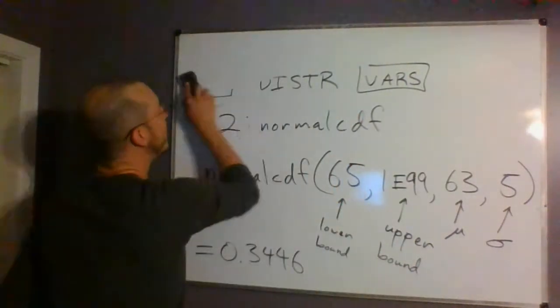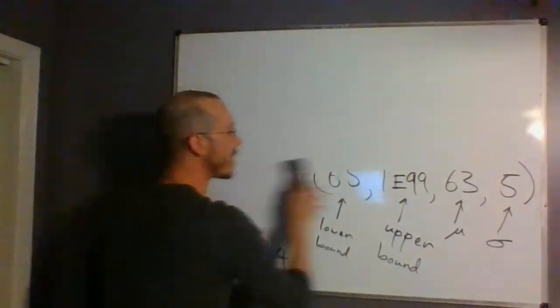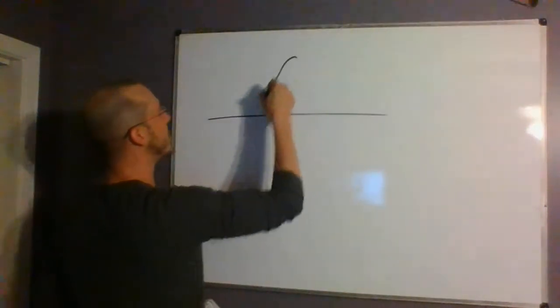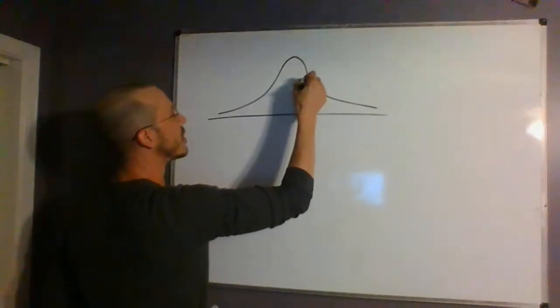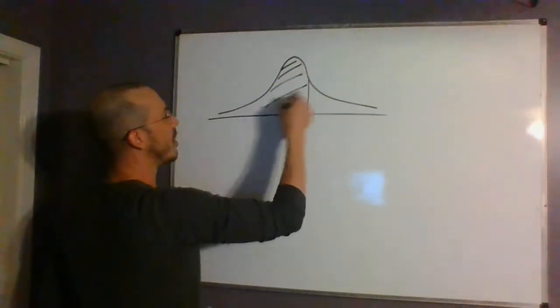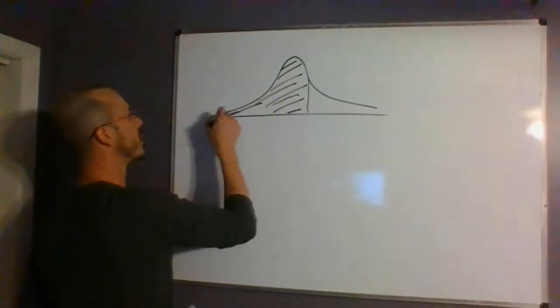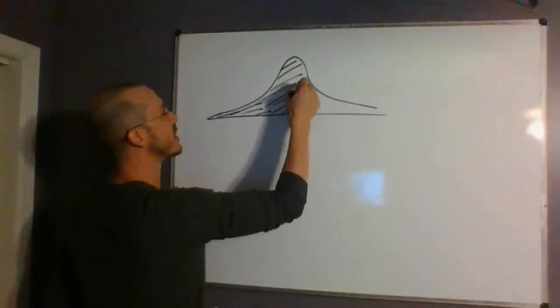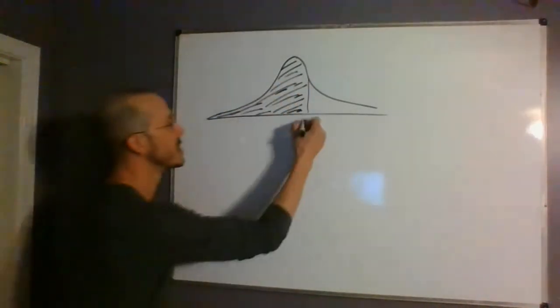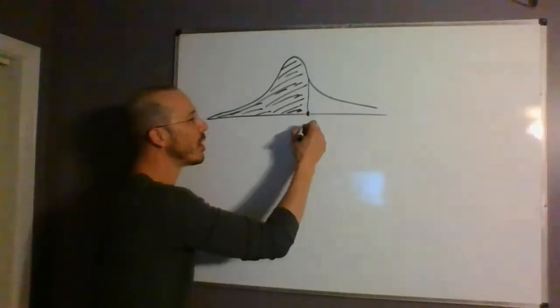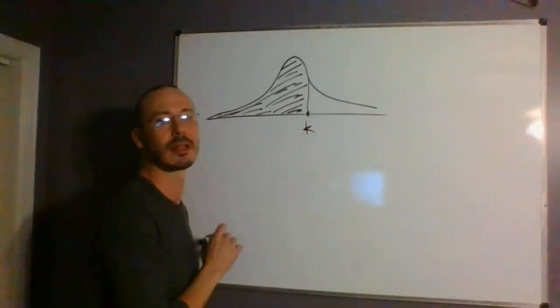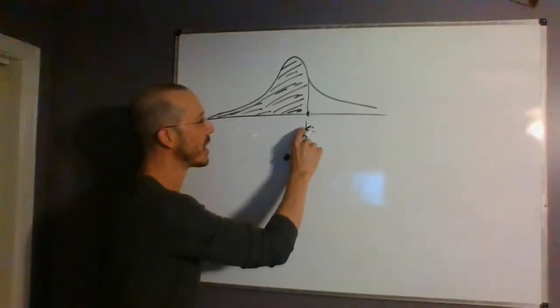Now, if we're trying to find an area, let me do a little sketch to point at. If we're trying to find an area to the left, let's say, all this area. If I'm trying to find an area to the left of a particular value, I'm going to call it K. That way I don't have to fool around with two different X's.